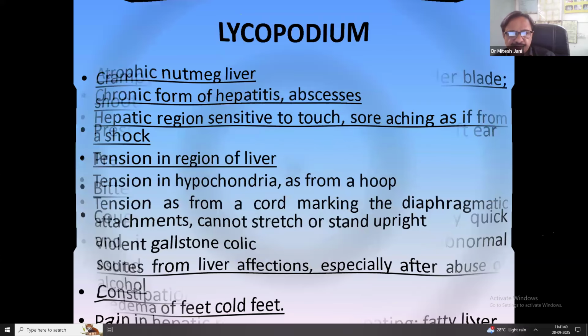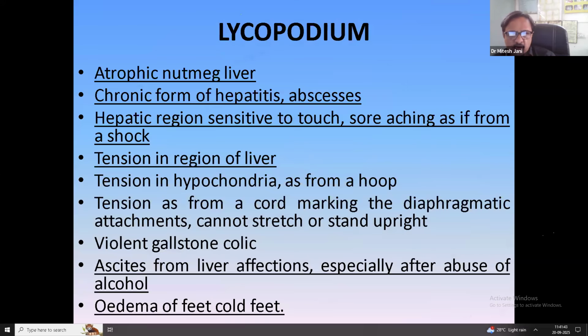Then about Lycopodium, atrophic nutmeg liver is the typical finding after investigation. Chronic form of hepatitis and abscesses are there, hepatic region sensitive to touch, sore aching as if from a shock. If we palpate the liver or touch the right hypochondriac region, the patient is not comfortable. Tension in the region of the liver.